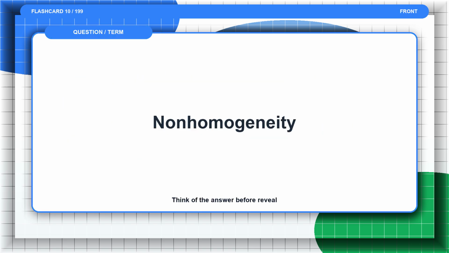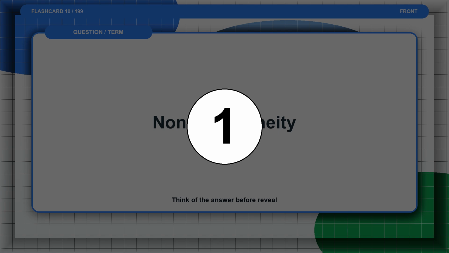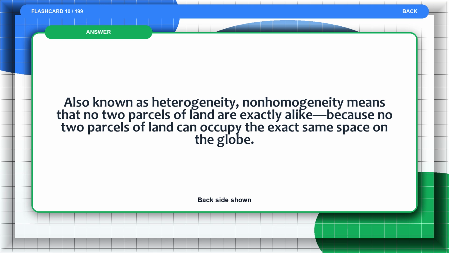Flashcard 10. Non-homogeneity. Pause and think of the answer before the reveal. The answer is, also known as heterogeneity. Non-homogeneity means that no two parcels of land are exactly alike because no two parcels of land can occupy the exact same space on the globe.